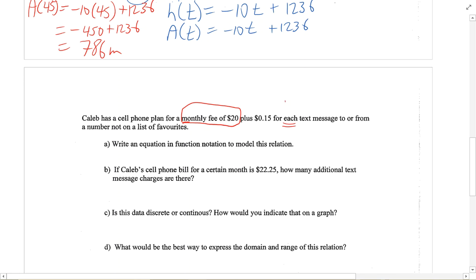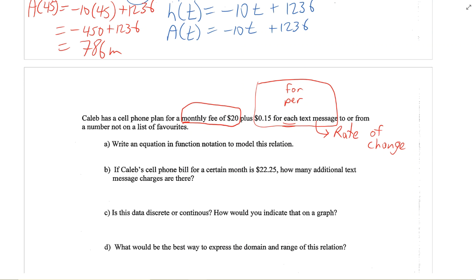Usually the word each or per or for, those are all words to indicate your rate of change. Now, I know last year you didn't do a lot of word problems. And this year for systems, we're not going to get to a lot of word problems either, okay? But usually those words indicate rate of change. So write an equation in function notation to model this situation. This monthly fee, this would be your constant. Every month you have to pay the same value, and your constant is always your y-intercept.